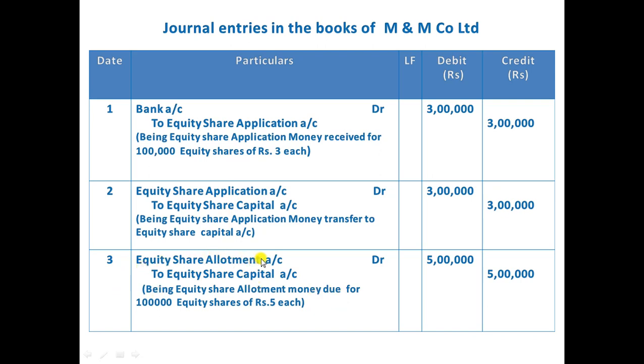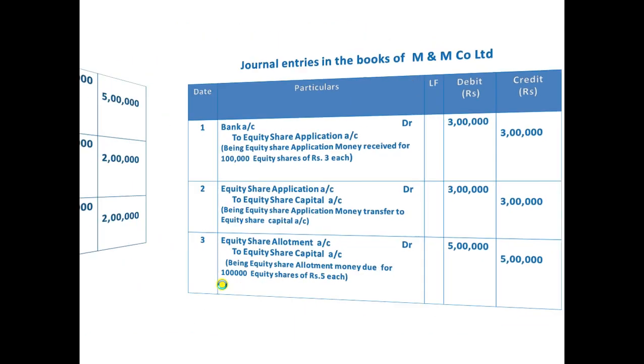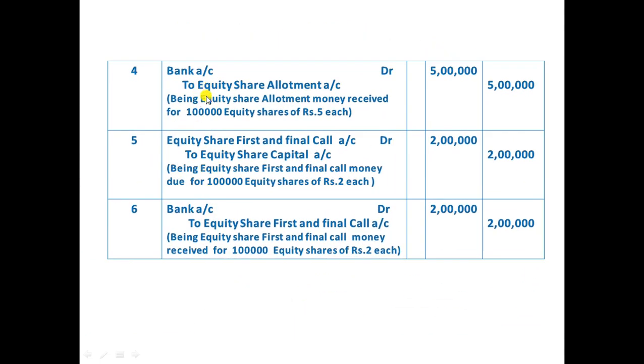So equity share allotment account debit 5 lakhs to equity share capital account 5 lakhs, being equity share allotment money due for 1 lakh equity shares of rupees 5 each. It is a due, and the company is going to receive this due. Next, the company will receive that allotment money in the fourth entry: bank account debit to equity share allotment account, 5 lakhs. For all installments the shareholder should pay into the company's bank account only. So now, for the second installment, the bank is receiving.